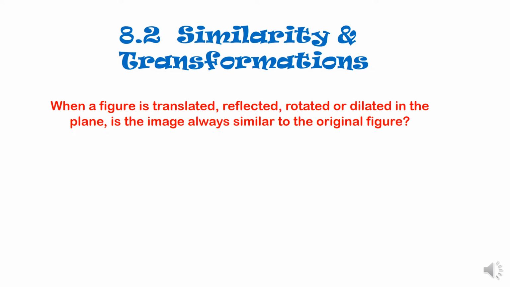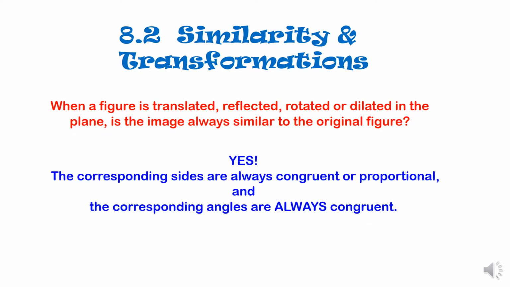Okay, today in IM2 we're going to cover 8.2, which is Similarity and Transformations. The first question is, when a figure is translated, reflected, rotated, or dilated in a plane, is the image always similar to the original figure? The answer is yes. The corresponding sides are always congruent or proportional, and the corresponding angles are always congruent.